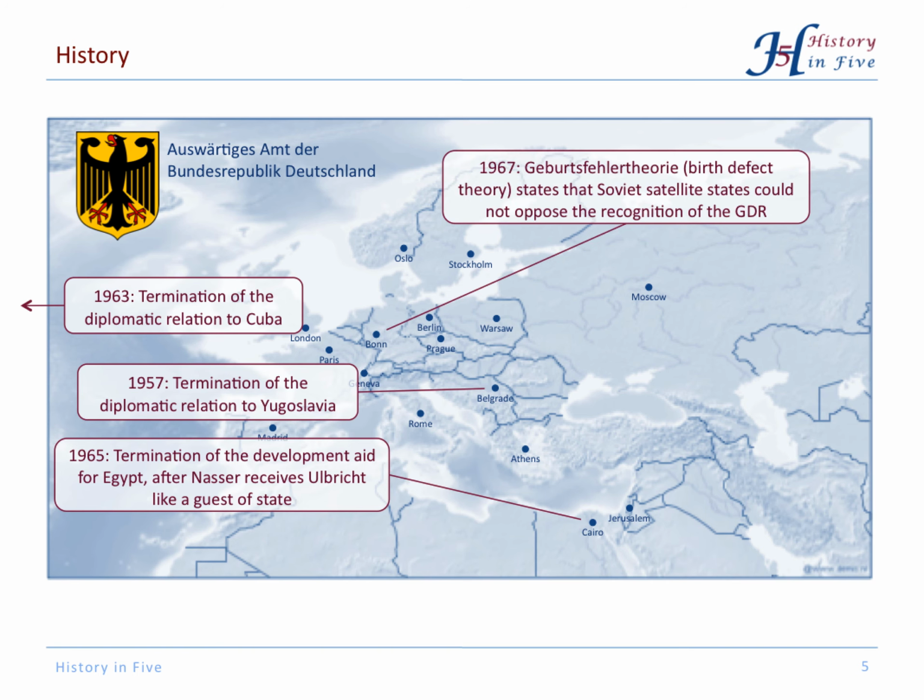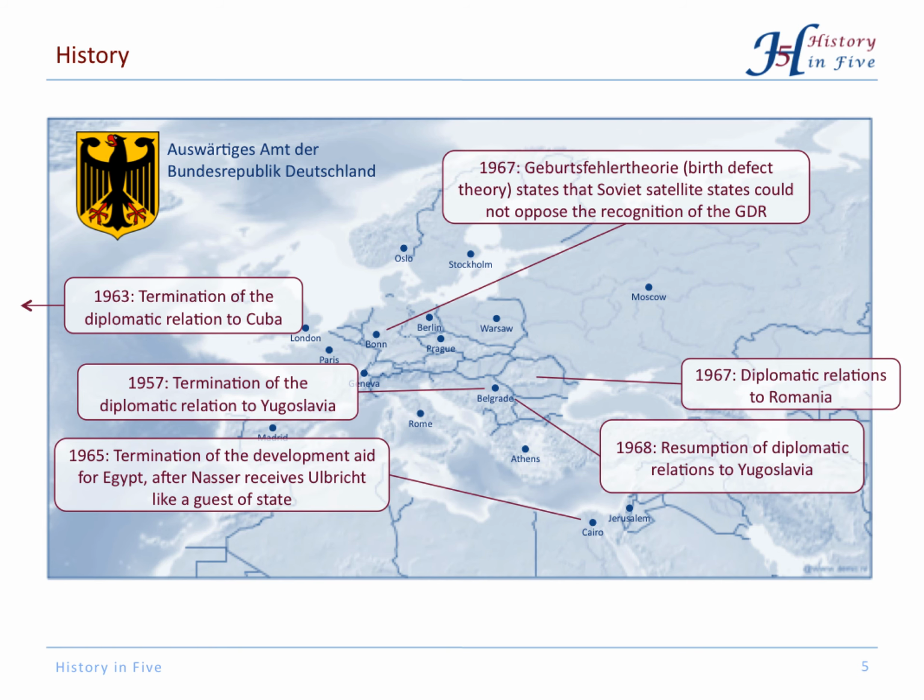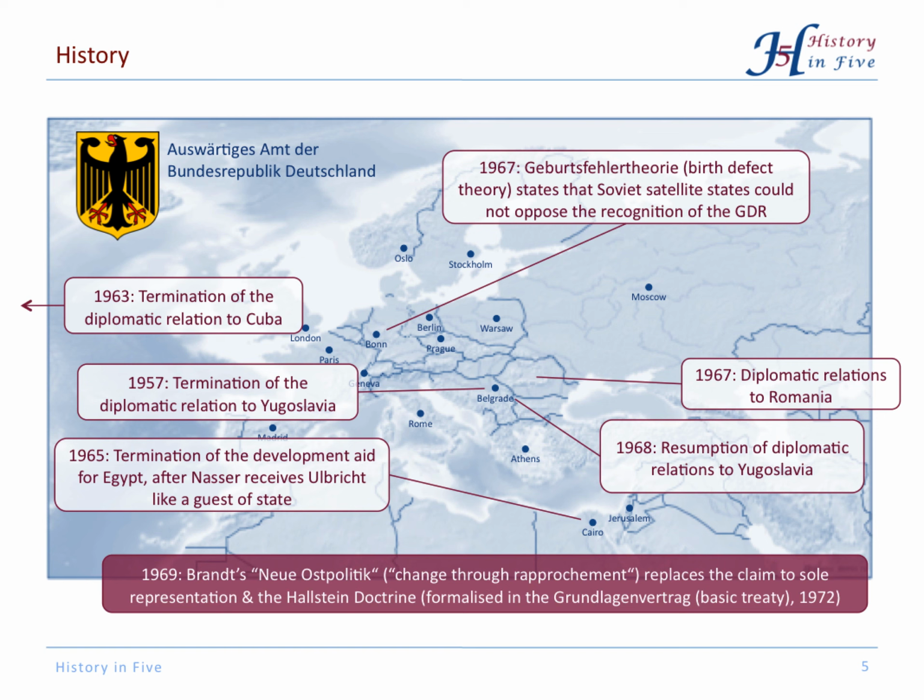But later in the 60s, there was the birth defect theory, stating the Soviet satellites in Eastern Europe, directly after the Second World War, had no chance. They were pressured by the Soviets and had to recognize the GDR. So it's not their fault. And that enabled West Germany to establish relations to Romania and also then resume in 1968 the diplomatic relations to Yugoslavia.